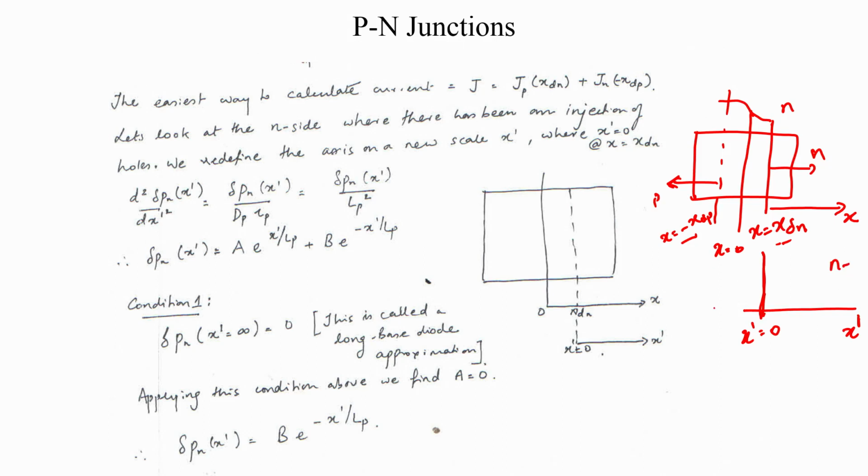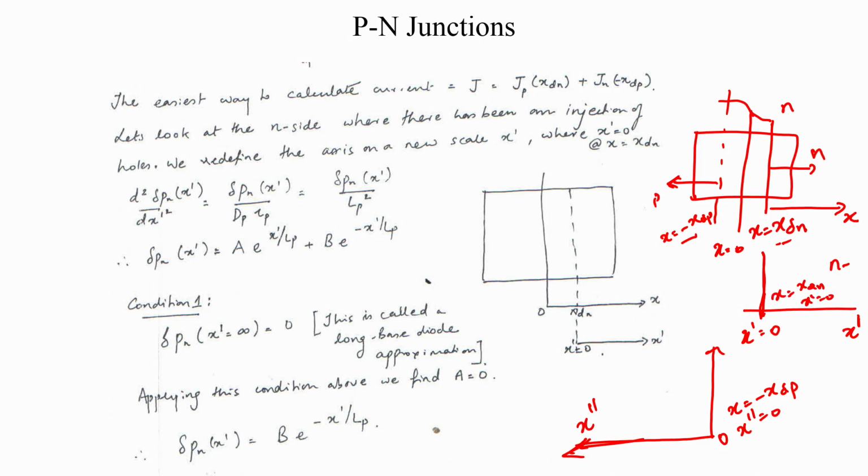For the P side I am going to use a different coordinate system, x double prime, heading off in the minus x direction. So, the positive values of x double prime are the negative values of x, and x double prime has its origin located at x equal to minus x_dp. When x is equal to minus x_dp, x double prime is equal to 0, and when x is equal to x_dn, x prime is equal to 0.